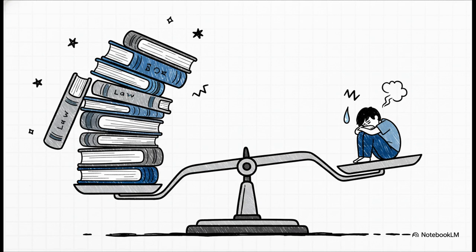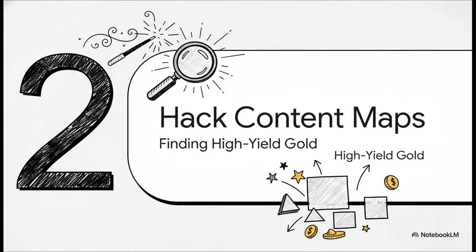Not all topics within these massive subjects are weighted equally. If you're treating every single page of your commercial outlines as equally important, well, you're going to burn out way before you ever reach exam day. Which brings us to Section 2, hacking the content maps to find the high-yield gold. Let's see how we can use this data to ruthlessly prioritize your valuable study time.